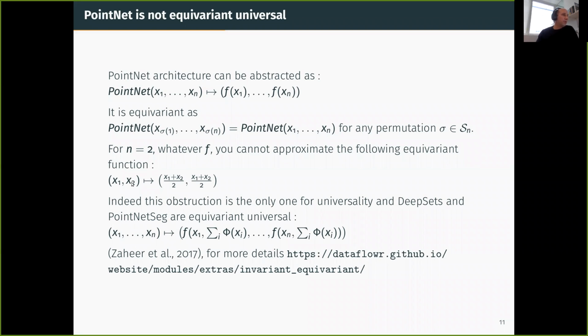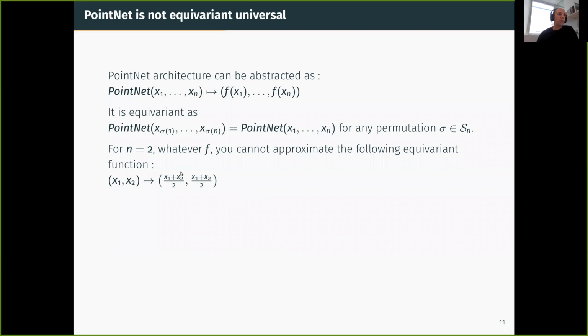So you see that this is a case where you are losing a lot in terms of expressive power by restricting your architecture. The main point here is I want to try to recover as much expressiveness as possible, but still remaining invariant to permutation.